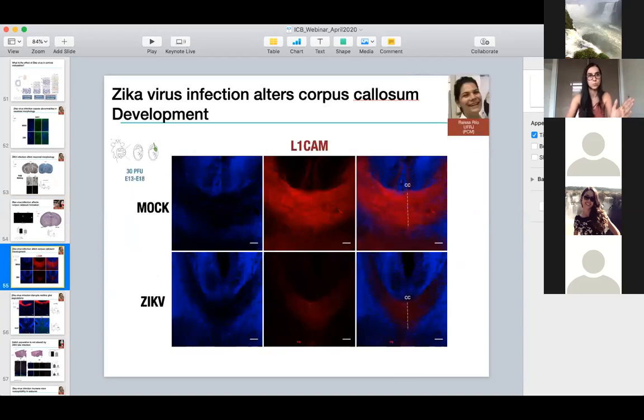Now what she did as well was to zoom in on the midline, and she could label with L1CAM, which is a marker for axons, a molecule that labels axons. So you can see here the extension of the corpus callosum that you can measure. She infected at E13 and harvested at E18, and at this moment you can already see the corpus callosum axons that have crossed the midline, and you have a reduction here in the Zika infected.